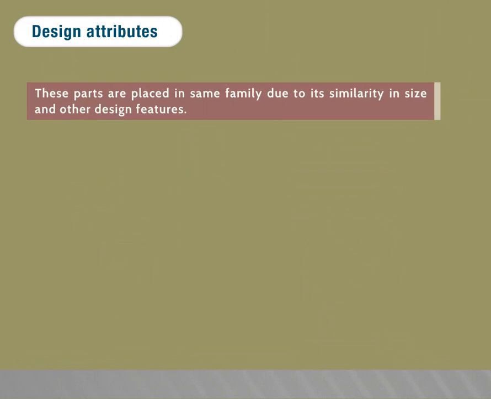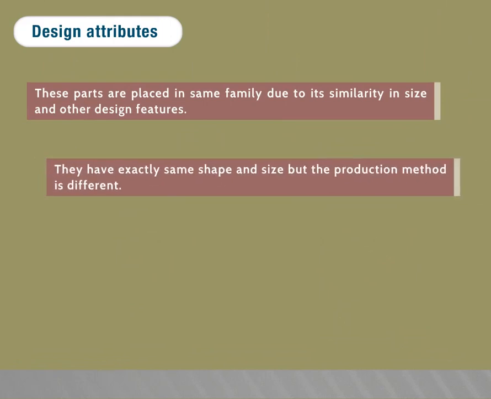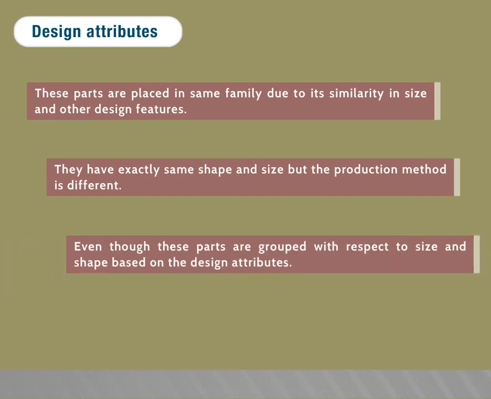These parts are placed in the same family due to their similarity in size and other design features. They have exactly the same shape and size, but the production method is different. Even though these parts are grouped with respect to size and shape, it is based on the design attributes.